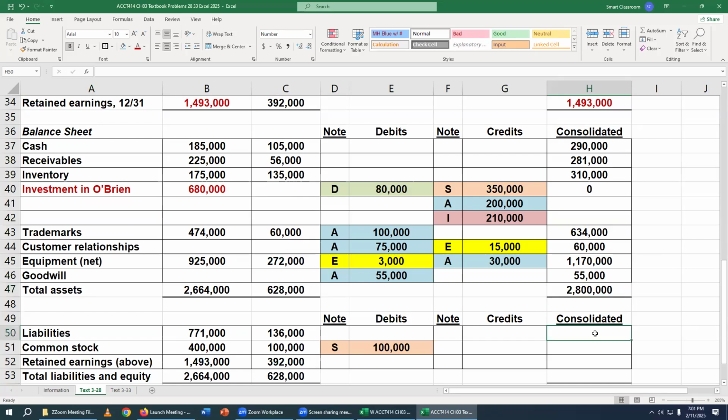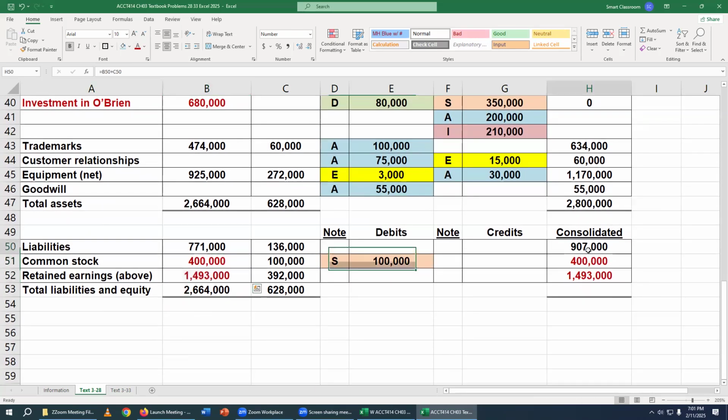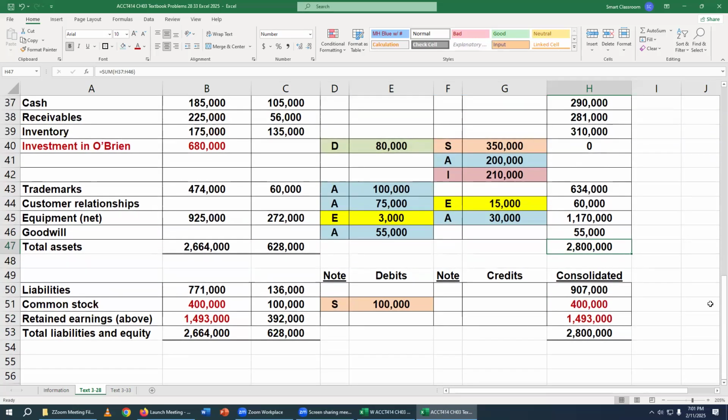Let's go down here and add the liabilities together. This will just be what the parent company has. There is no outstanding stock. That's not going to come out right, I don't think. Yes, it is. Why'd you guys say that? Okay, so that's it.